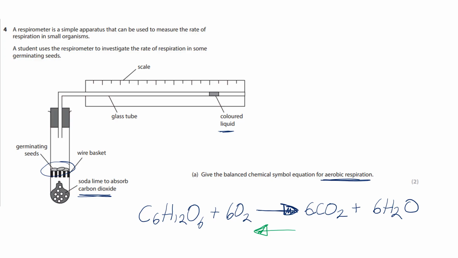And everything is balanced. We have 6 carbons over here. We have 6 carbons over here. Over here we have 12 hydrogens. Over here, 6 times 2 gives us 12, so everything is balanced.